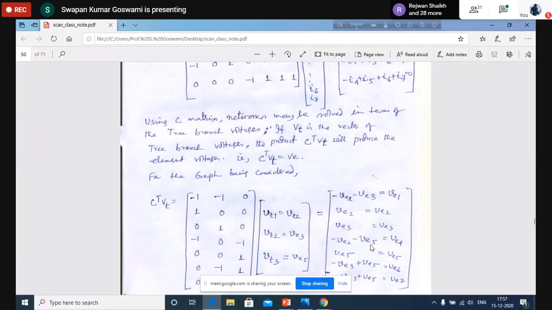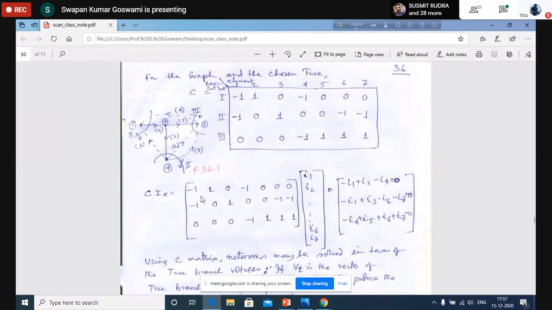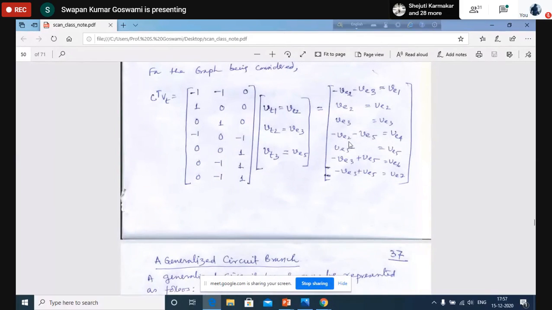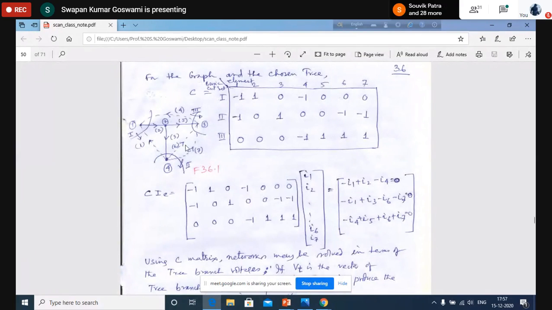Then minus V2 minus V5. What can I do here? V2 plus V5 plus V4 equal to 0. Then I can say V4 equals minus V2 minus V5. And then it is V5 directly. Then V5 minus V3. So I can write V3 plus V6 minus V5 equal to 0.